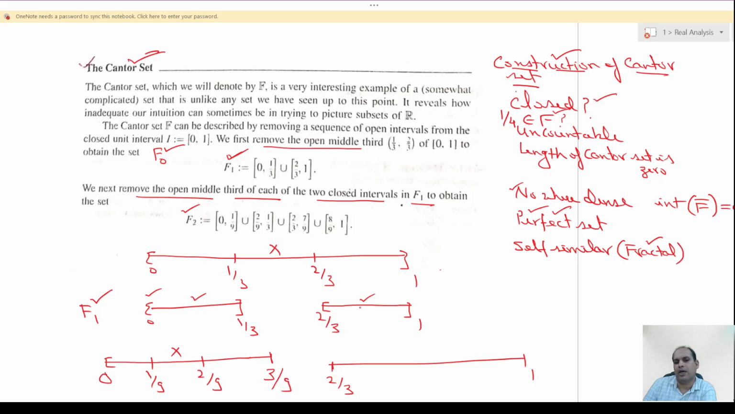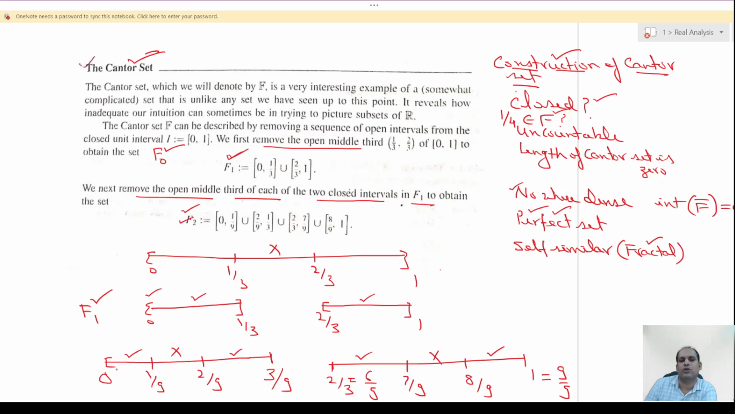Similarly, for this one, from 2 by 3 to 1, again we divide into 3 equal parts. I can write it as 9 by 9, and 2 by 3, multiplying numerator and denominator by 3, will be 6 by 9. So, the next point will be 7 by 9, dividing into 3 equal parts, and this will be 8 by 9. We need to remove the open middle third, that is open 7 by 9 to 8 by 9, and here the open interval 1 by 9 to 2 by 9. So, the remaining 4 parts will constitute this F2.